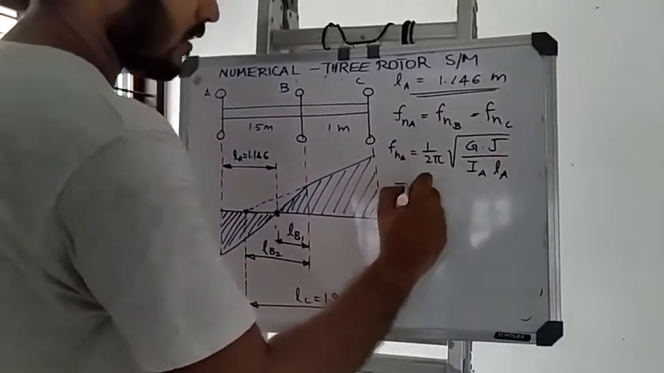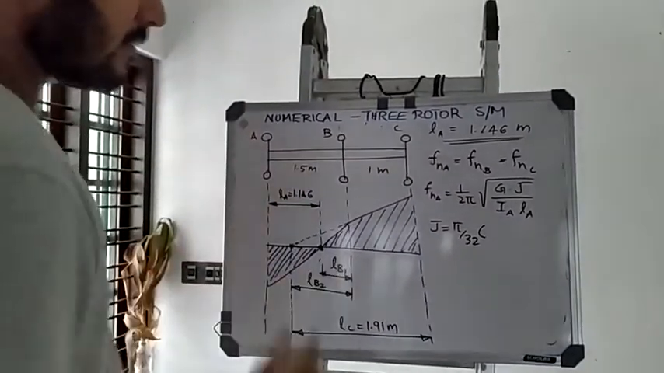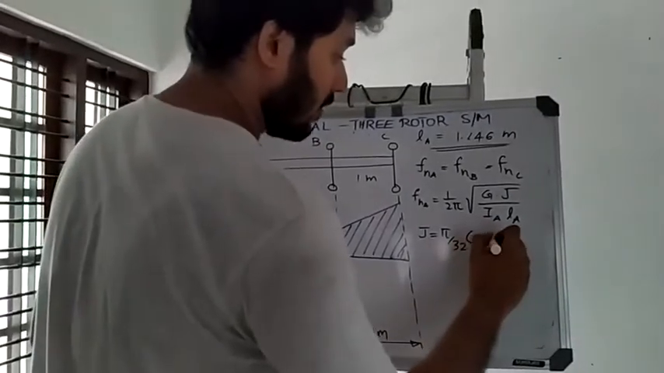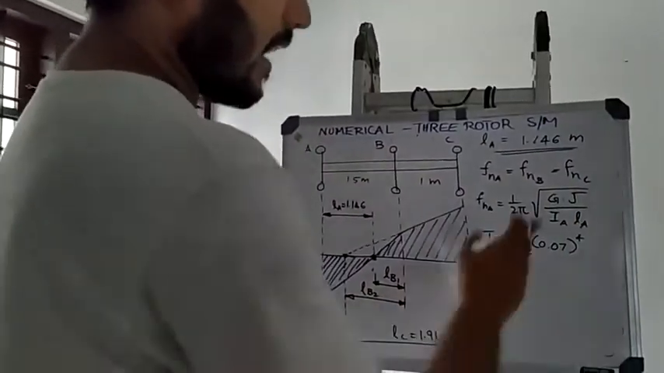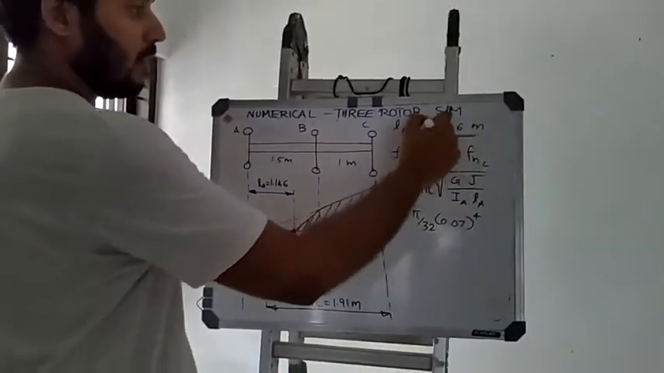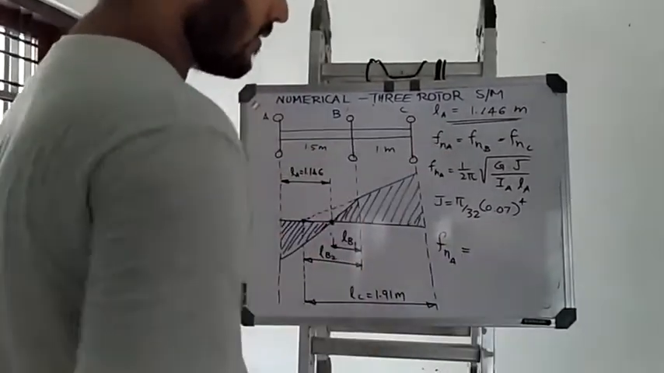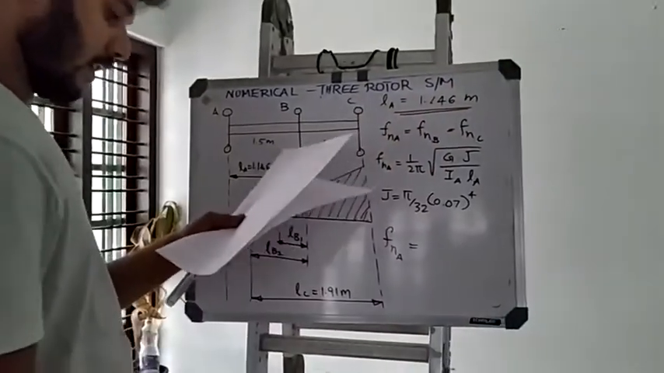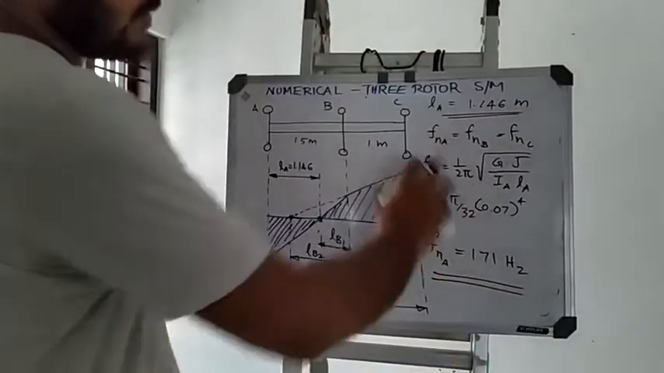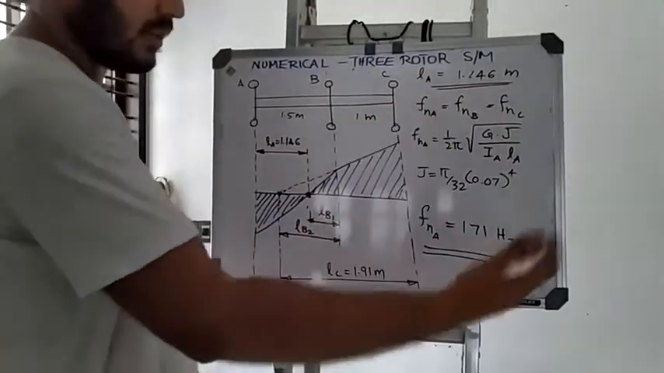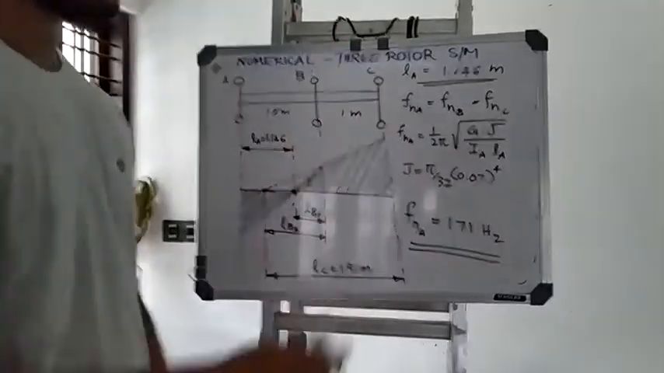J can be found out as pi by 32 into the diameter of the shaft, which is 70 mm, so that is 0.07 meter, raised to 4. And Ia is directly given in the question. For La you have to use this value 1.146, and finally you will obtain the natural frequency of vibration of this torsional system for this distance of La as 171 Hz. Guys, please substitute the values in this equation and try to reach this value on your own. Then only you will clearly understand the steps of finding the natural frequency here.